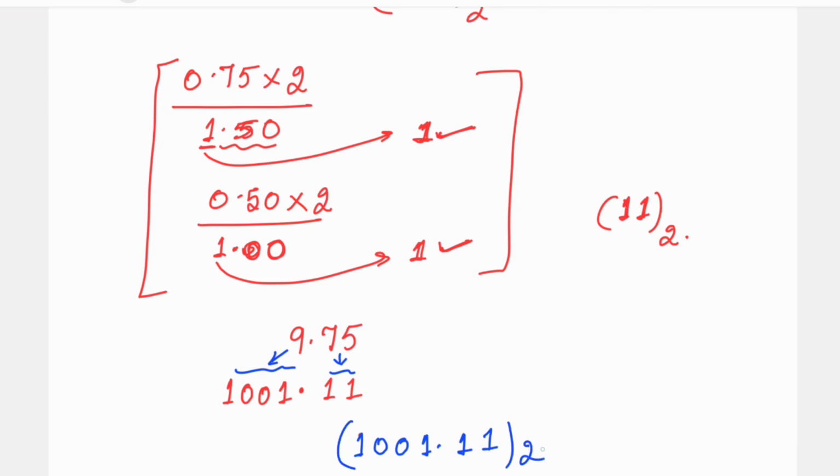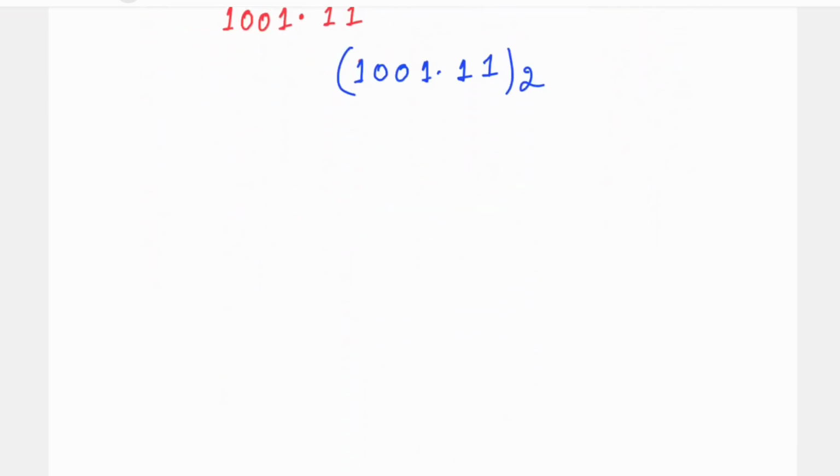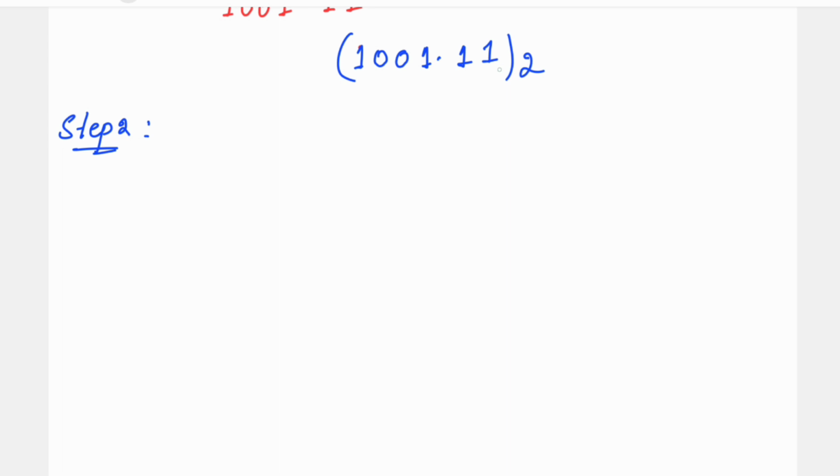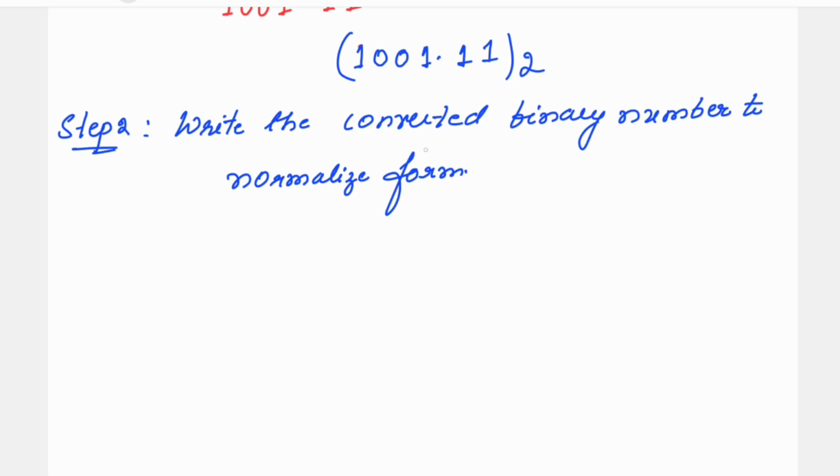Now let us see what the second step is. In step 2, whatever binary number you got here, you have to write this converted binary number into normalized form. I'll first write the sentence, then I'll explain the procedure. Step 2 is: write the converted binary number to normalized form. Now we'll carry out step 2.